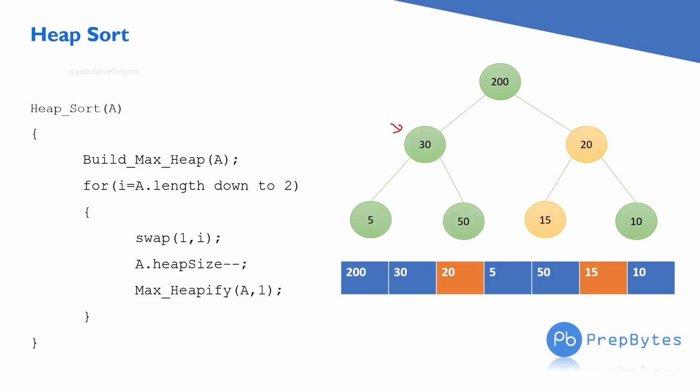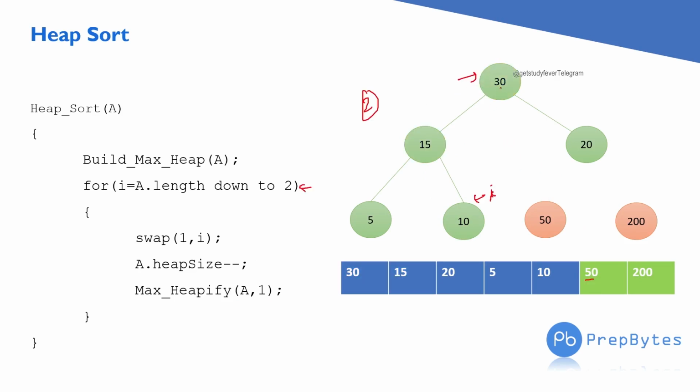So after heapification, as you can see, here was 30 and here was 15. After heapification, this is changed to 50 and 20, correct? After this, we do these 3 steps. 50 will be swapped with 10, and after that, heap size will be decreased by 1, and the max heapification process will be called. After that, 50 will be swapped with 15, and heap size will be decreased by 1. See, the heap size is decreased by 1, and the heapification process will be called on 15.